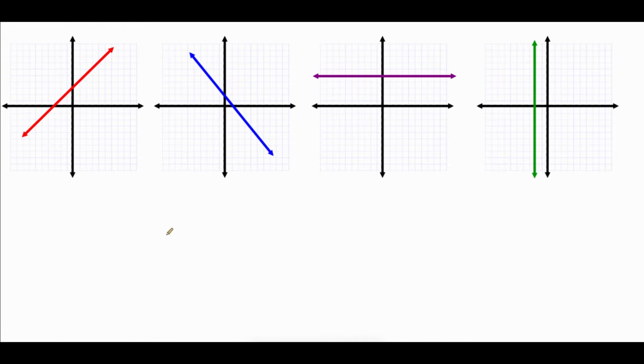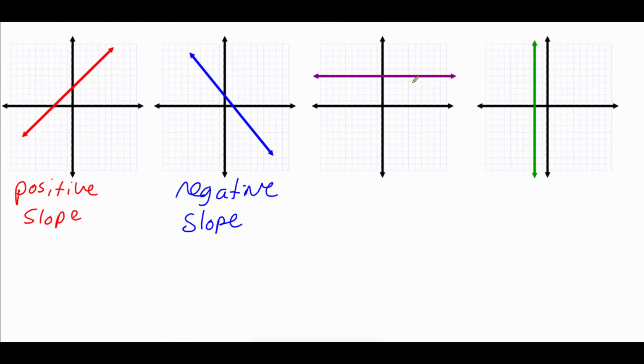Now, there are four different types of slope that we could run into depending on what our line looks like. On this first one, on the far left-hand side, this red line, as we read it from left to right, is going up. So we would say that that line has a positive slope. Now, if we compare that to our second picture, this blue line is going down as we read it from left to right. So we would say that this line has a negative slope.